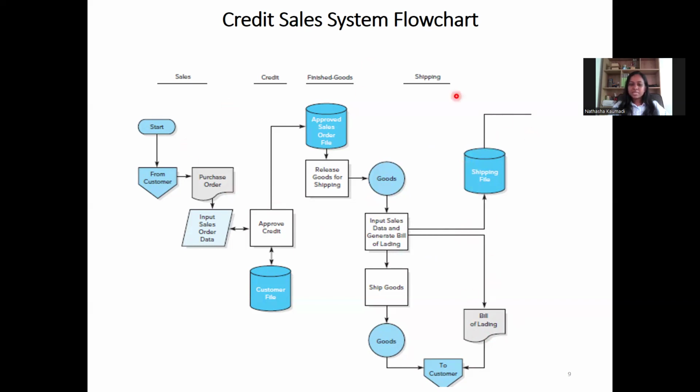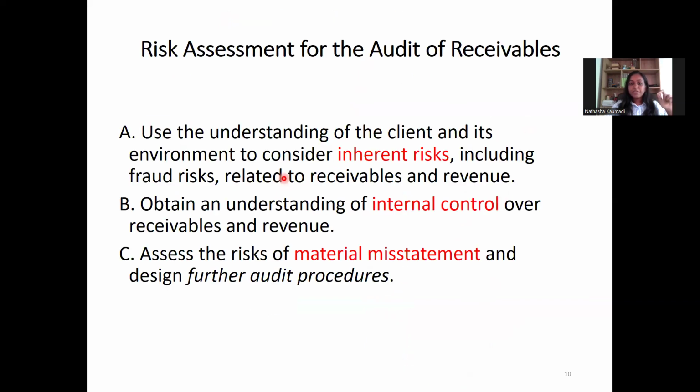Don't think of this sales system flow chart as the traditional one, because there can be many differences in your client when you are doing an audit. Different things can come into this process. This is just a typical sales system with the major things, and in addition there can be other components coming in. So you need to know the system. After that, what happens? Risk assessment for the audit of receivables. Now, what are the risk assessment things?